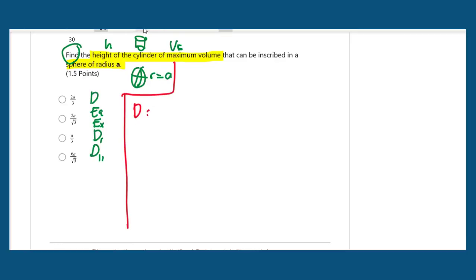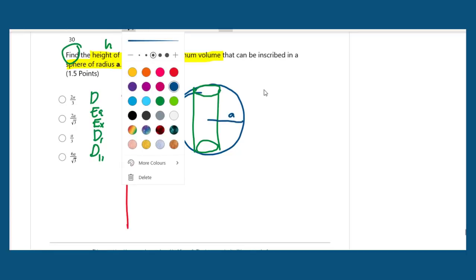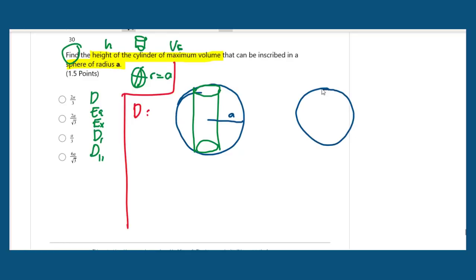the cylinder inside the sphere. So this is the sphere, and the cylinder is cut here. So we're going to find the maximum volume for the cylinder. Now the sphere is radius A, or maybe like this. The cylinder, like this. Okay, going to find the maximum volume.